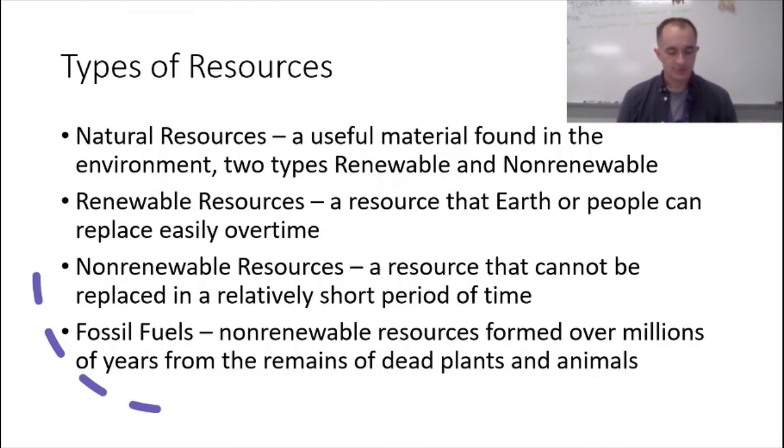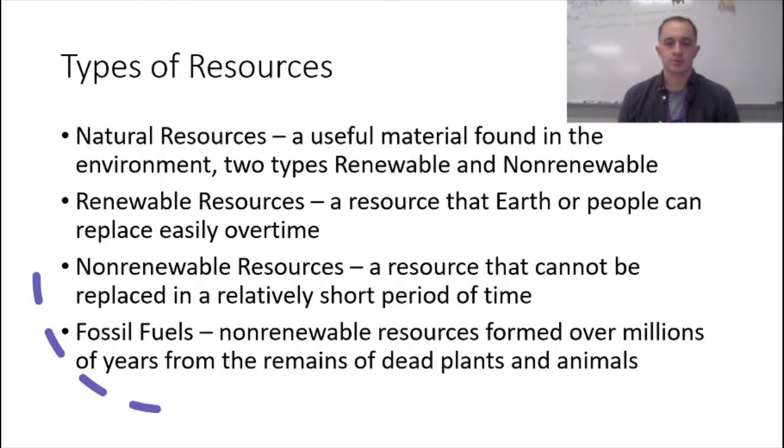So a natural resource is a useful material found in the environment. These are things that people depend on and can be divided into two types, renewable and non-renewable resources. A renewable resource is a resource that Earth or people can replace. An example of this would be fish, plants, soil. These are all things that can be replaced or replenished. When you go fishing, you don't completely deplete the lake or pond of the fish. They naturally reproduce.